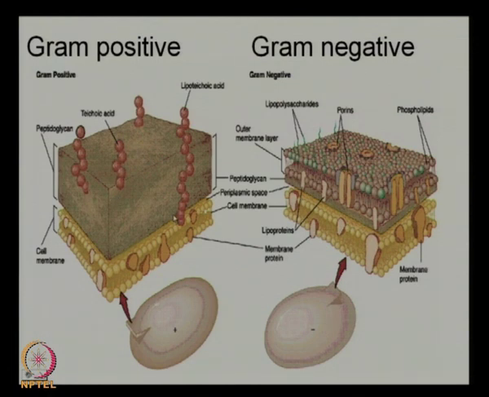What is the difference? Gram positive has a thick layer of peptidoglycan. Lipoteichoic acid and teichoic acids are present here, which are not there in the other. Here the peptidoglycan chain is very thin, and it has the outer membrane and some complex biological molecules in the case of gram negative bacteria, and that is how it differentiates from gram positive bacteria.